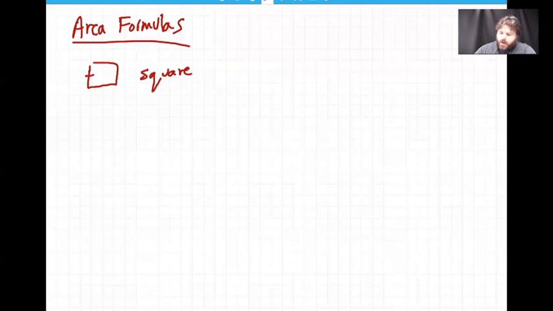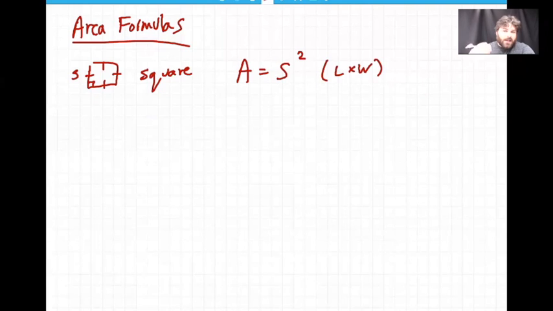All right, we know that all 4 sides are the same and they're all 4 right angles. So the area formula is just the length of the side squared. So S is the length of the side squared. Basically, it's length times width, but since length and width are the same thing here, then it's S squared. It's like length times length. That'd be length squared. They just call it S when it's the same thing all the way around.